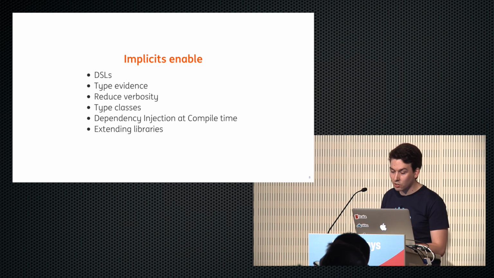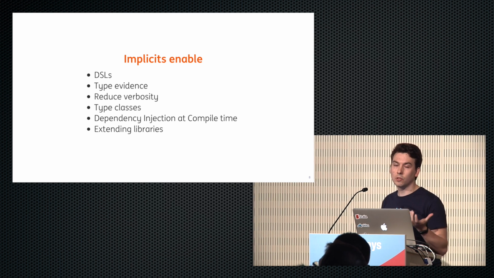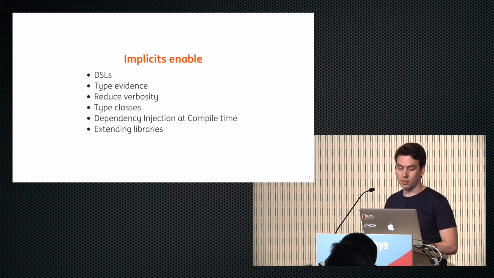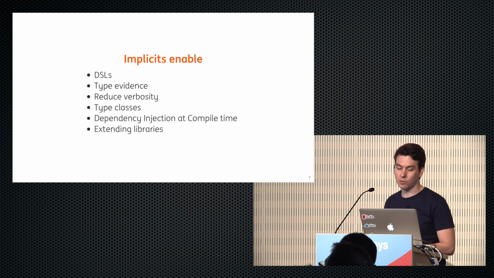They allow type classes, which is a way to extend libraries or code that you do not have any control over, and it's quite powerful, and we'll see an example soon. And you can even do things like a simple dependency injection, because depending on which implicits are in scope, other dependencies are being used, and this is all checked at compile time. And for the last item, this is really where the type classes shine.